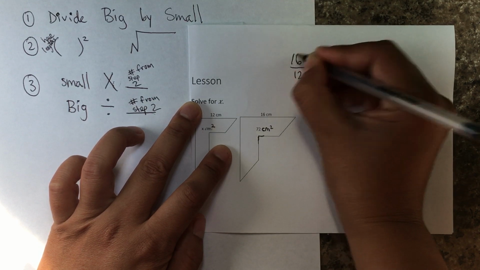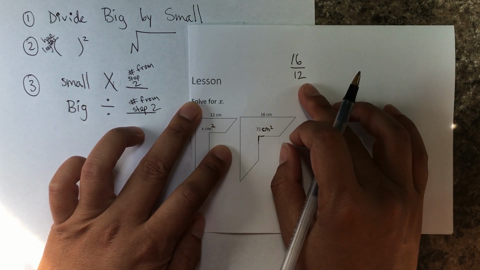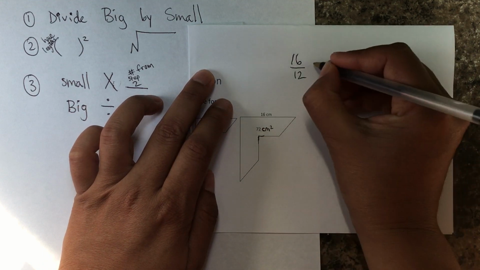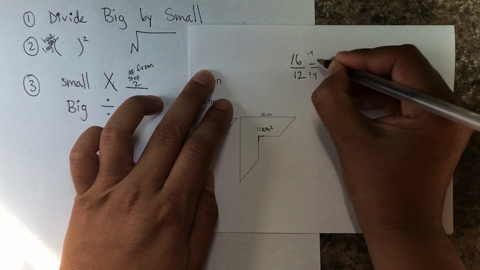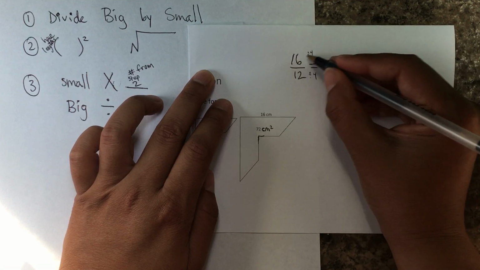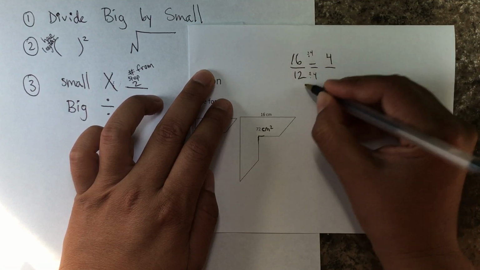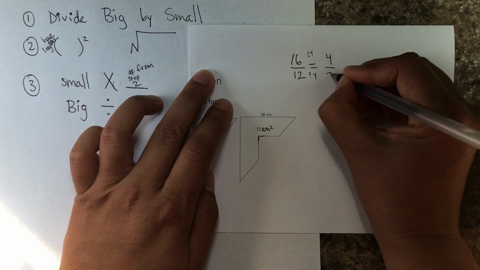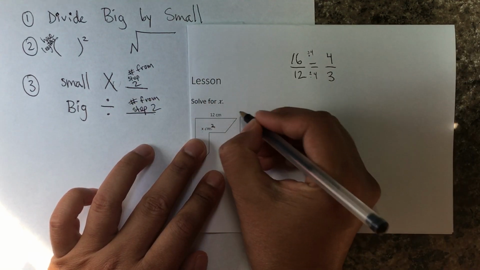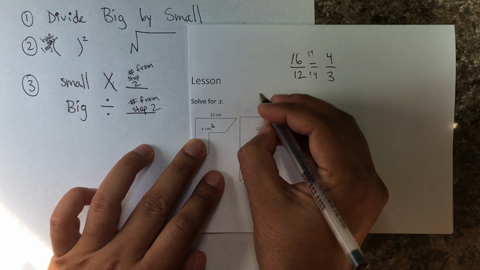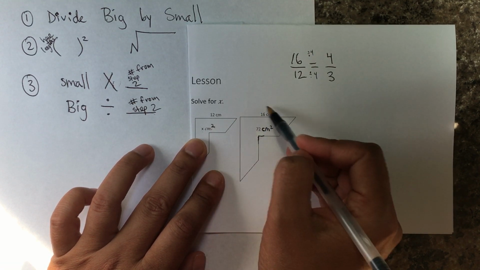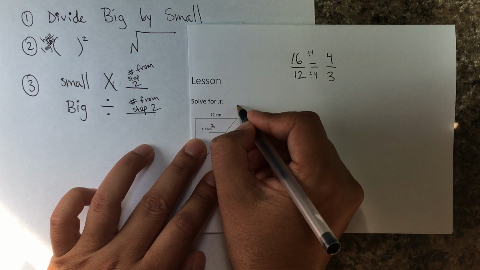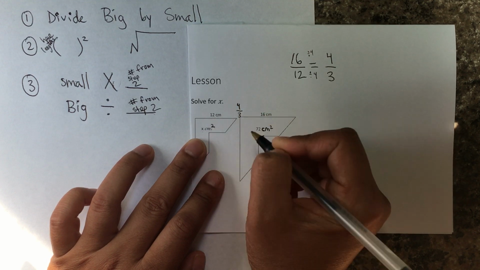And in this case, we're not able to divide evenly, so we're going to simplify. Both are divisible by 4. We're practicing our fractions here. 16 divided by 4 is 4. 12 divided by 4 is 3. And remember, it doesn't matter if the big one is not first, it's second, that's fine. We're going to put the value here, 4/3.